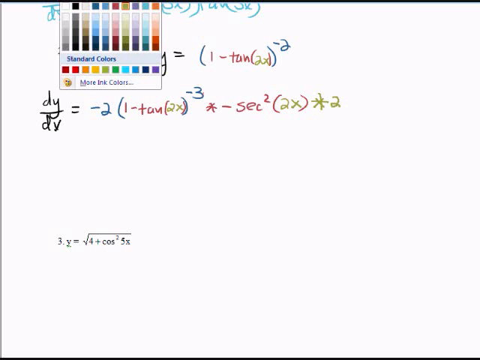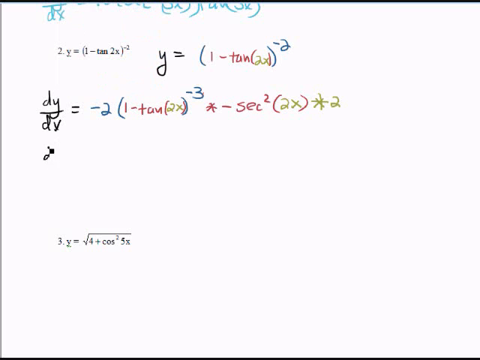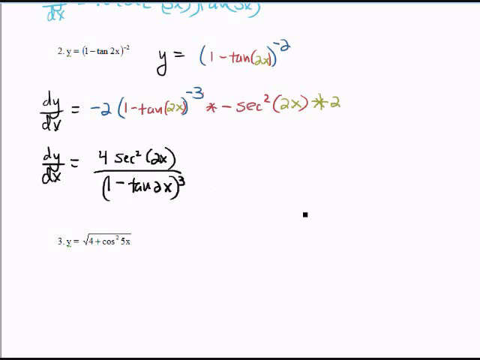So my final answer is dy dx. This is positive 4, the negatives cancel, and 2 times 2 is 4. I get 4 times secant squared 2x, all over, I put this in the denominator just to make it look more attractive. And there's our derivative.